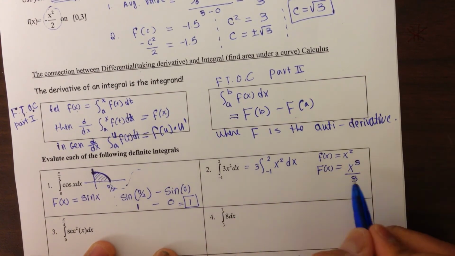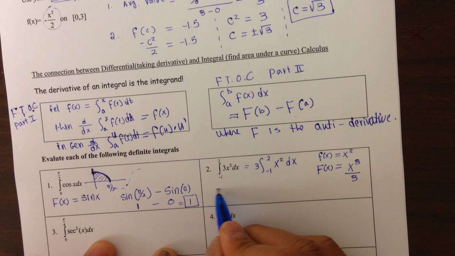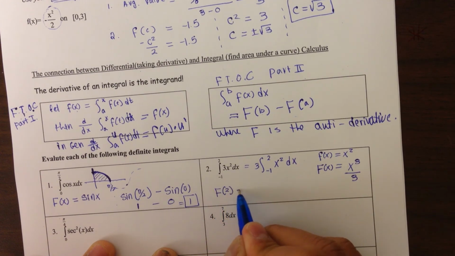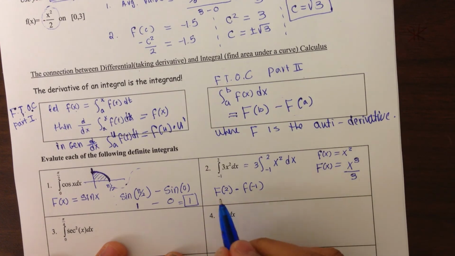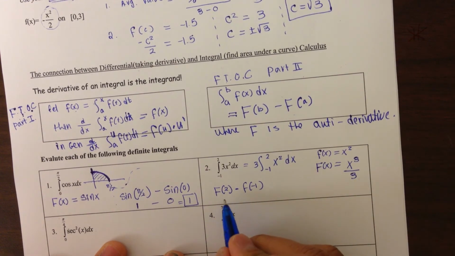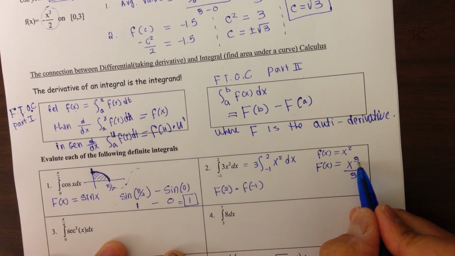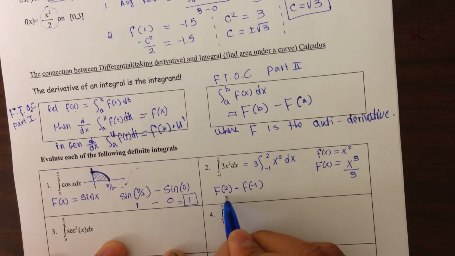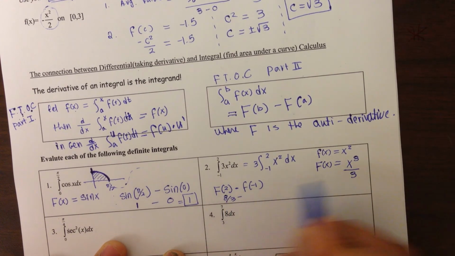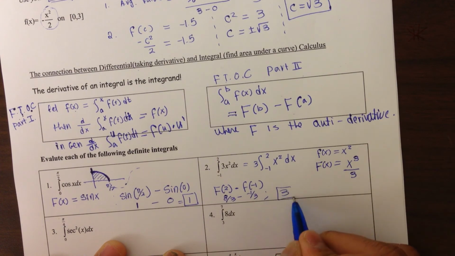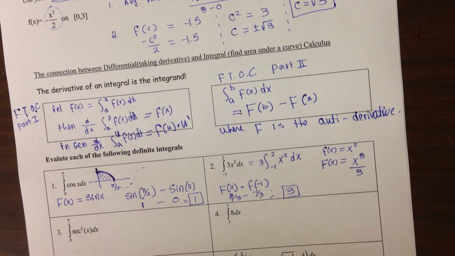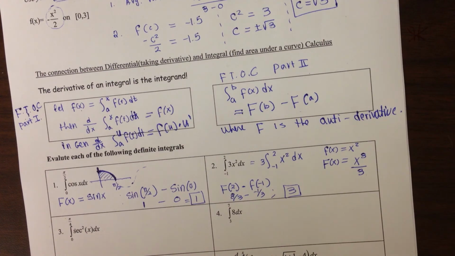So to evaluate this, we're just going to plug in, so it's now big F at 2 minus big F at negative 1. See? So big F at 2 is going to be, if you plug 2 in there, 8 over 3, minus, if you plug negative 1 in there, negative 1 over 3. And therefore, you're going to add, and it comes out to be 3. Okay? Good job.